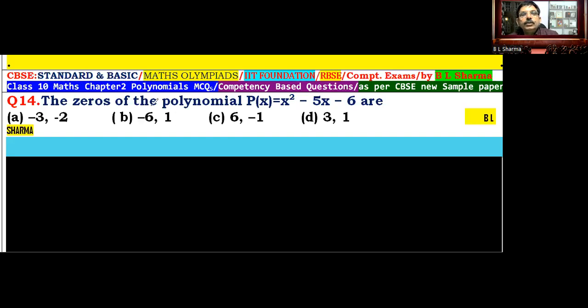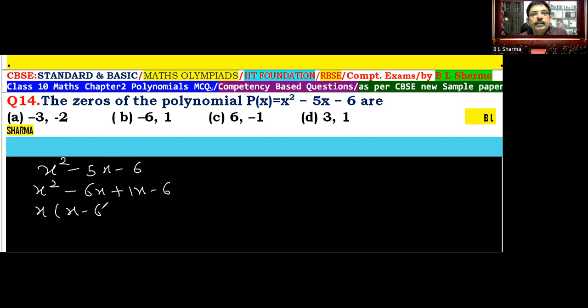Next question is the zeros of the quadratic polynomial x square minus 5x minus 6 will be. What will it be? For that, what we do? We factorize the quadratic polynomial by splitting the middle term. So that is x square minus 6x plus 1x minus 6, taking x common, x minus 6, taking 1 common, x minus 6, further taking x minus 6 common, and it is x plus 1.